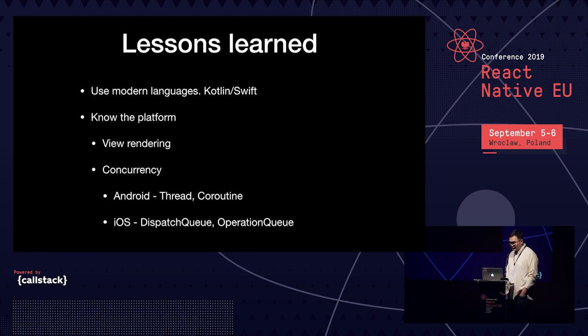And what's more important is the platform, actually. Initially, I thought it's a different beast, and I had to deal with some kind of, I don't know. But it was just a native platform, how the native platform renders views. It's just that. And you have to know how to do concurrency to not interfere with the React JavaScript thread and main threads. So you have to know threads, coroutines, dispatch queues, or operation queues.